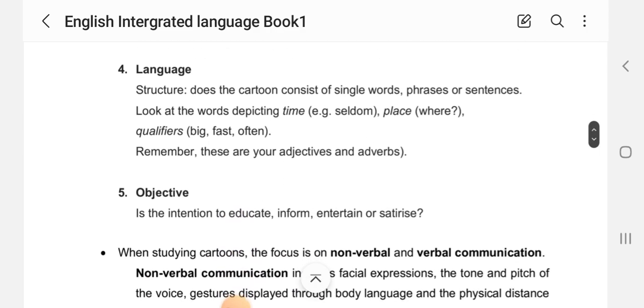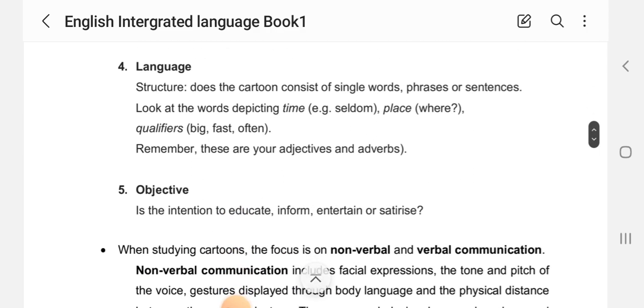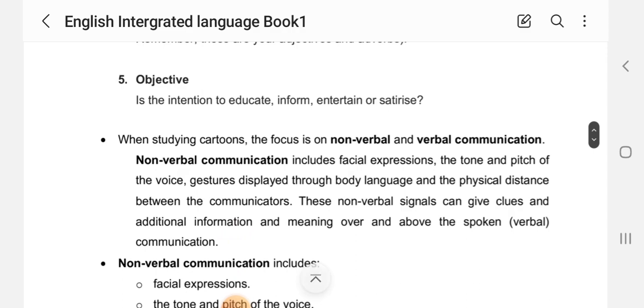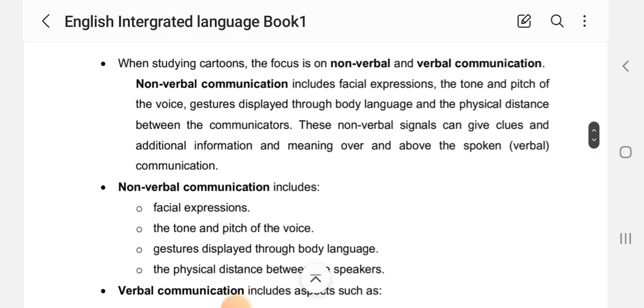And then language, structure. Does the cartoon consist of single words, phrases, or sentences? Look at the words depicting time. Okay, and then remember, these are the adjectives and adverbs. So objective is the intention to educate, inform, entertain, or satisfy. So what is the objective of this cartoon? You have to know whether it is to educate, inform, entertain, or to satirize.